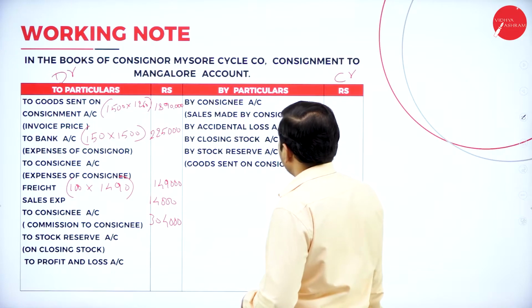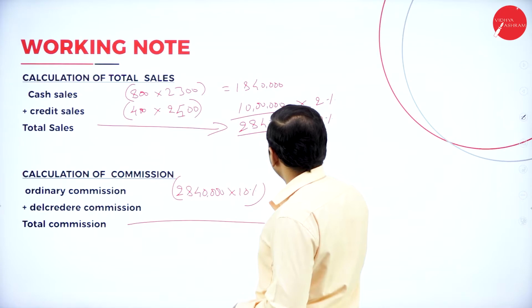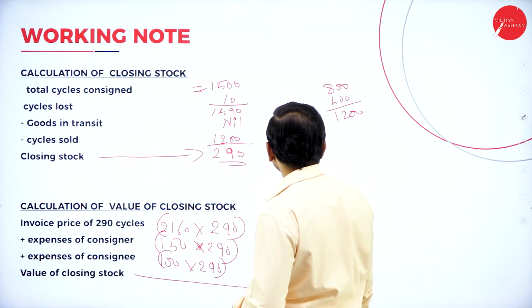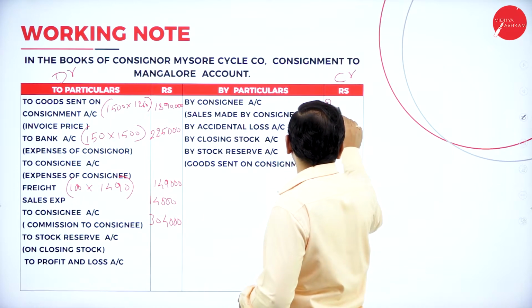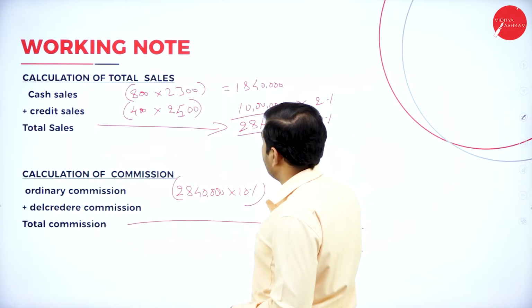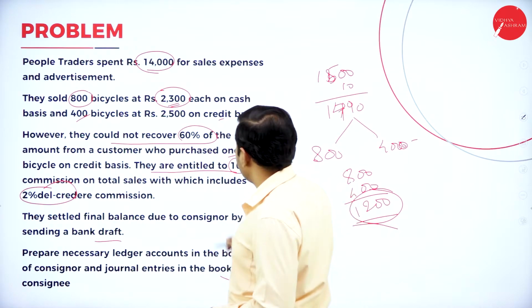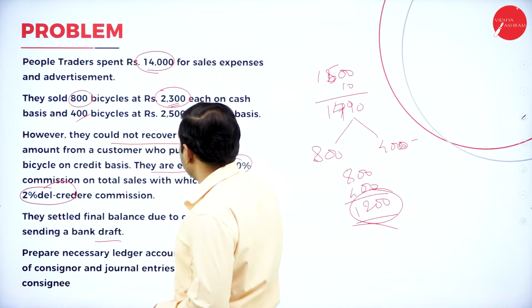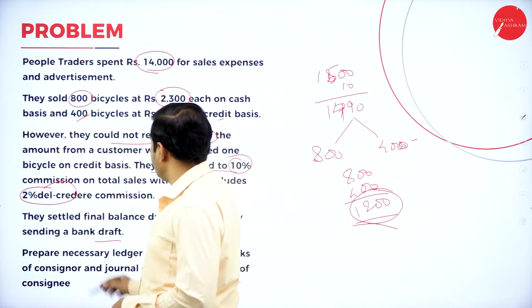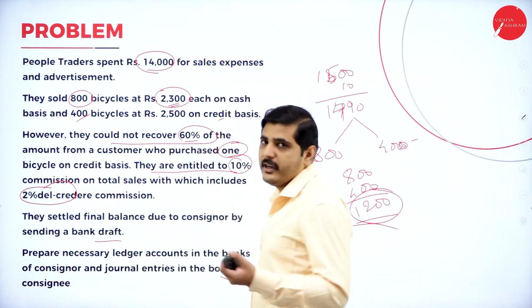Total consignee, how much has he made in sales? Total sales made is 28,40,000. Someone will deduct the amount here. See here, 10 cycles. However, he could not recover 60% of the amount from customers who have purchased bicycles on credit basis. So someone will deduct the amount.